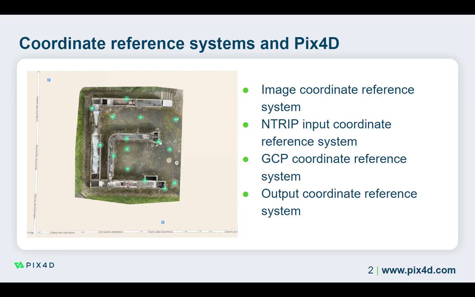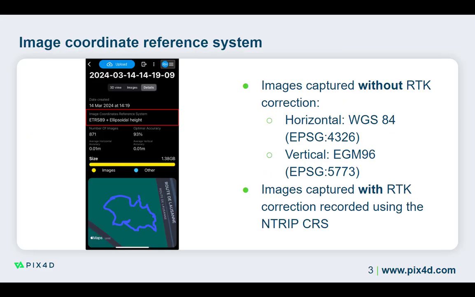When working with Pix4Dcatch, there are 4 coordinate reference systems that you should be aware of. The image coordinate reference system is assigned automatically to the images when they are captured. For most imagery, including drones, the WGS84 horizontal coordinate reference system is automatically encoded in the image's metadata. If you are working with Pix4Dcatch without connecting to a compatible RTK device, the images will be captured using WGS84 for the horizontal CRS and EGM96 for the vertical CRS.